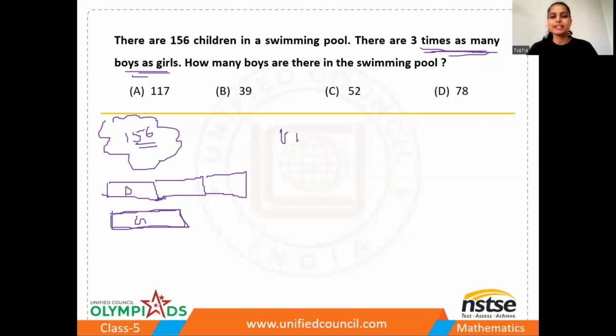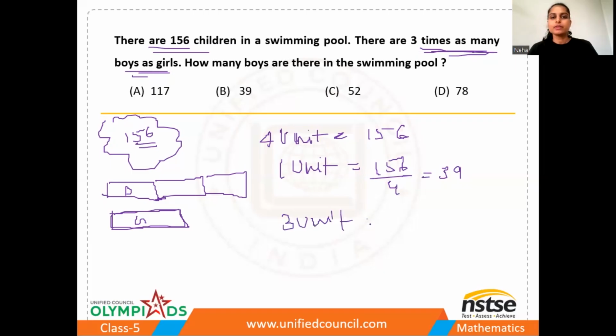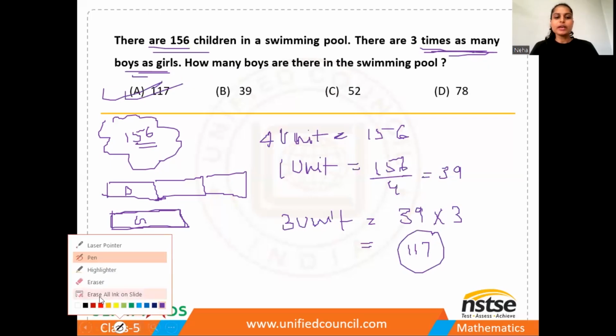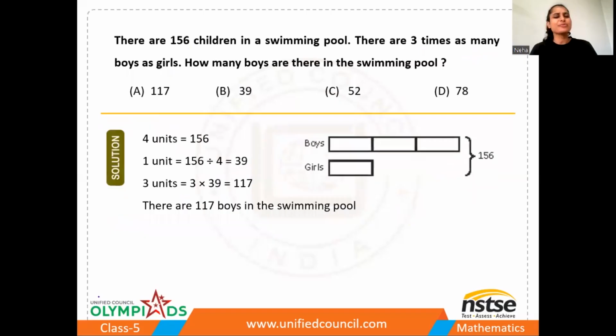So we can say that 4 units is equal to 156 because we have total 156 children, right? So 1 unit is what? If 4 units is equal to 156, then 1 unit is obviously 156 divided by 4, which is 39, correct? So 3 units is what now? 1 unit is 39, so 3 units is 39 multiplied by 3, which is 117. So yes, we have 117 boys in this class. Okay. So this is how you can find out the number of boys and the number of girls. Correct?